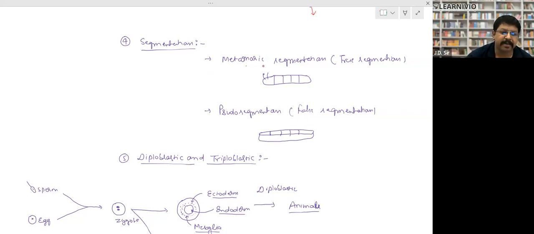First segmentation is metameric segmentation. Metameric segmentation is true segmentation, where the body will be segmented, meaning separated, externally as well as internally. That is called metameric segmentation. And another one is pseudo segmentation. Pseudo segmentation is called false segmentation, where if you see the insect, it seems that externally it is segmented, but internally the complete body is interconnected. That is called pseudo segmentation. Is it clear or not? Tell me. Clear?